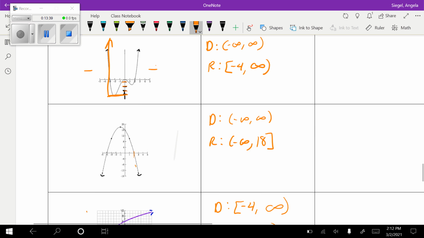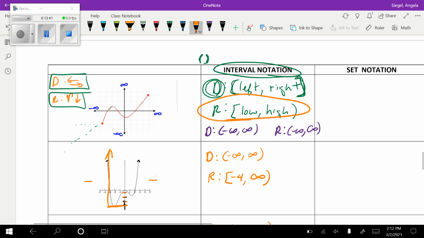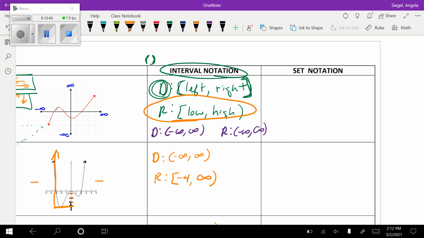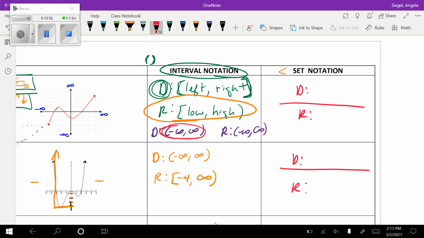Okay, let's talk about right here. Let's talk about set notation. So set notation, think inequalities. Okay, well, let's talk about the domain. If you have negative infinity, positive infinity, all x's are going to work. So I'm just going to say x. And same thing with range, all y's are going to work. So I'm going to say y. So for here, everything works. So I'm just going to say x.